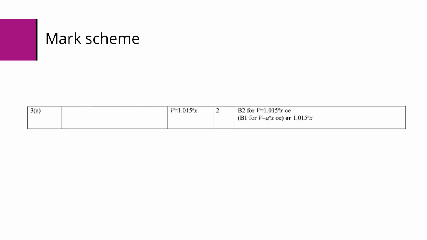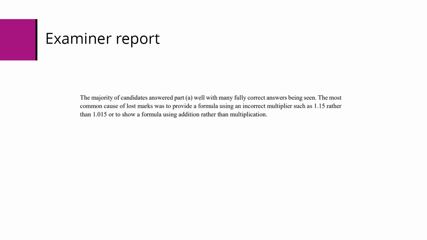So the mark scheme gives 2 marks for that. You can get 1 mark if you've got the incorrect multiplier, but everything else is correct, or you've not included the V equals part. And the examiner's report says that the majority of candidates answered part A well, with many fully correct answers being seen. The most common cause of lost marks was to provide a formula using an incorrect multiplier, such as 1.15 rather than 1.015, or showing a formula that used addition rather than multiplication.